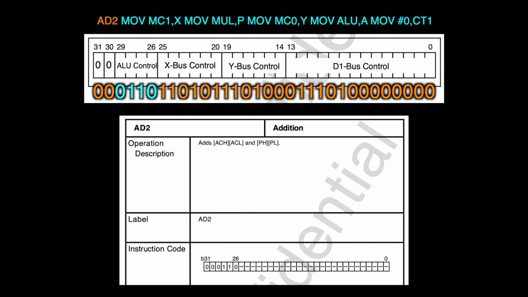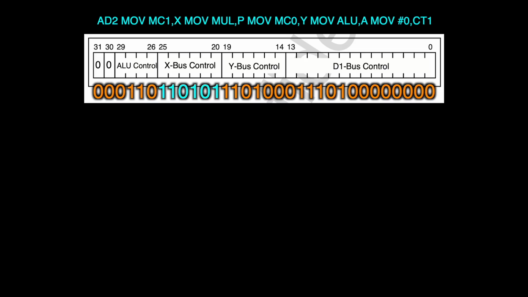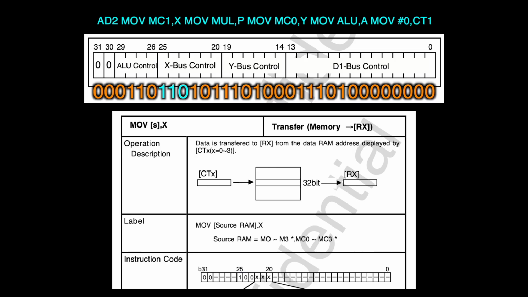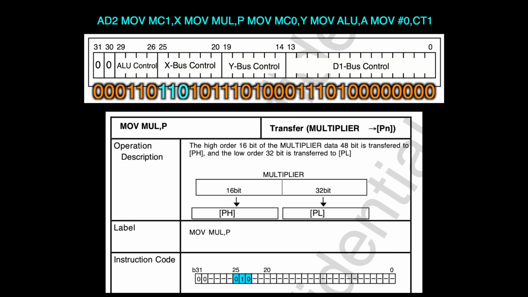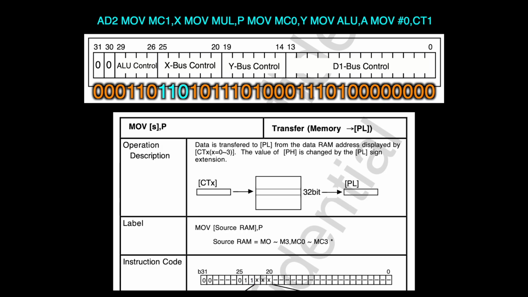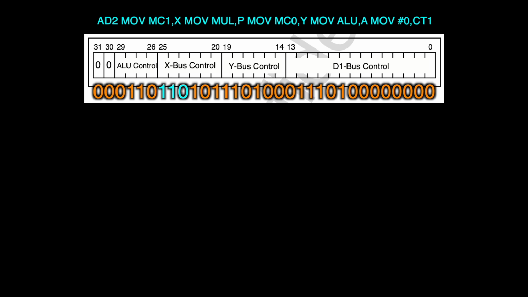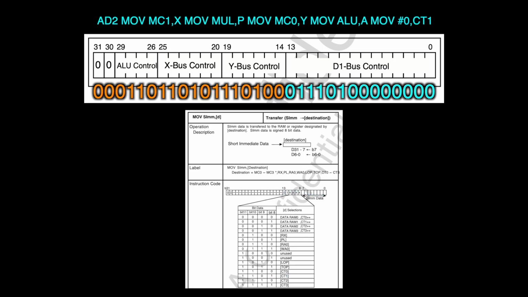So far, so good. The next 6 bits are for the XBus control commands. Here, the first 3 bits represent the command, and the next 3 bits the data, if any. So we are looking at a command represented by the bits 110. But if we look at the reference manual, there are only 3 commands: 100 representing moving data to X, 010 representing move MUL, P, and 011 representing moving data to P. If we look at the YBus commands, we get something very similar too. The D1Bus control command correctly translates to moving 0 to CT1.